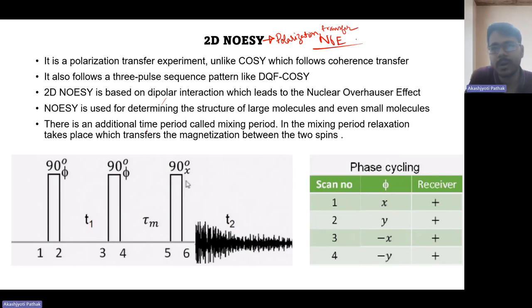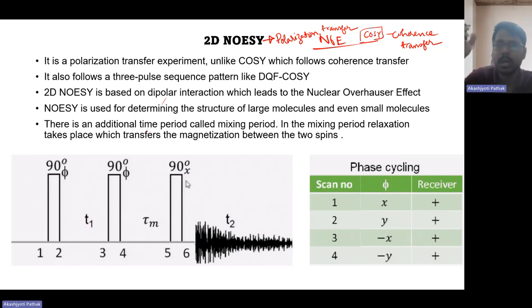While COSY is a coherence transfer experiment. COSY will help us to understand whether the two spins are coupled or not, if they are directly coupled or not. But this polarization transfer experiment, what principle does it follow? Polarization transfer experiments follow the principle of dipolar interaction.